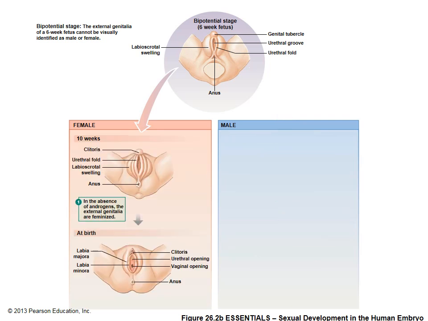And then to the opposite end, in the absence of all of the male hormones, all of the male androgens, the bipotential external genitalia, as seen in the picture, are then feminized. So in other words, the bipotential external genitalia take on female form, and they then become all the female external genitalia.